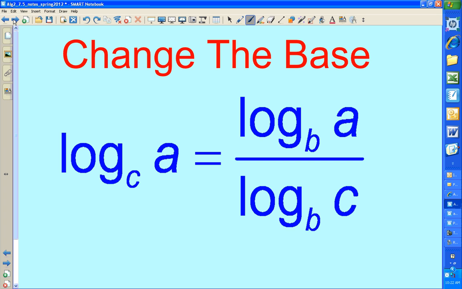So the fourth property for today is called the change of base property. What's your favorite base? 10. How come? We don't have to write it. It's common and you don't have to write it. That's not why it's my favorite. It's on my calculator. What's your second favorite base? E, because it's on the calculator. But I'm never going to choose base E.